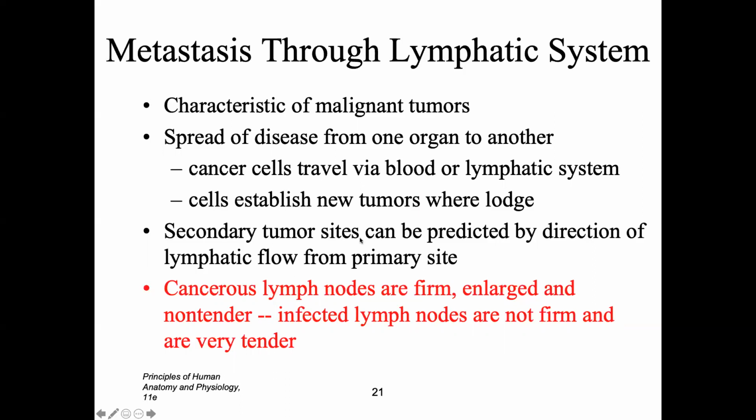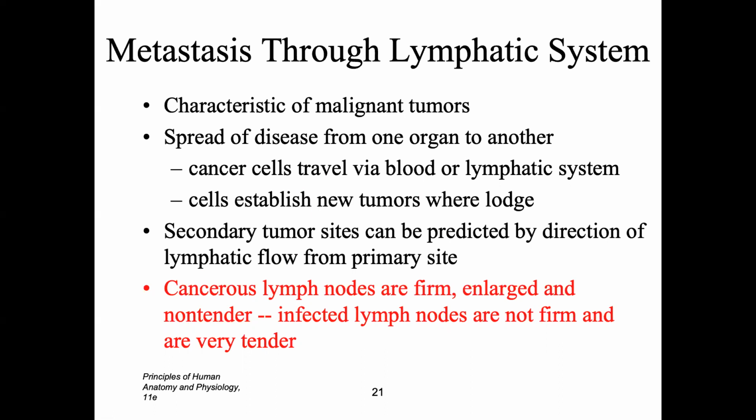Now, cancer cells can travel via the blood or lymphatic system. And when they travel, those cells will establish new tumors wherever they move. How can we tell a primary tumor, where that first cancer started, versus a secondary? Well, if you have a secondary tumor, they're usually smaller and there are more of them, right?